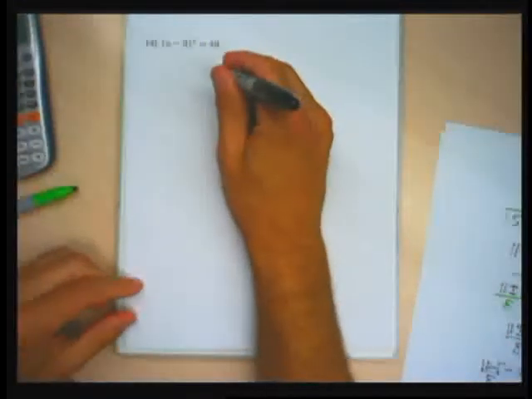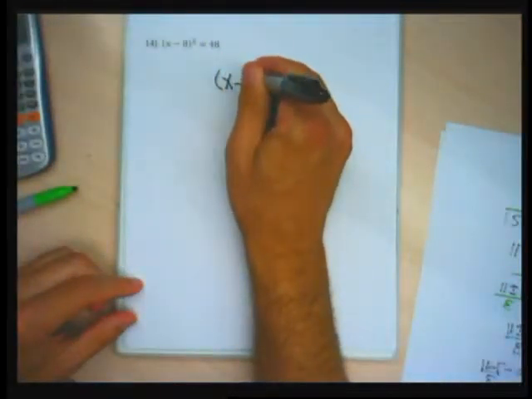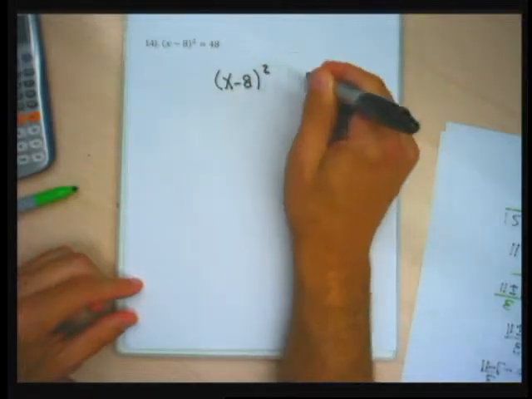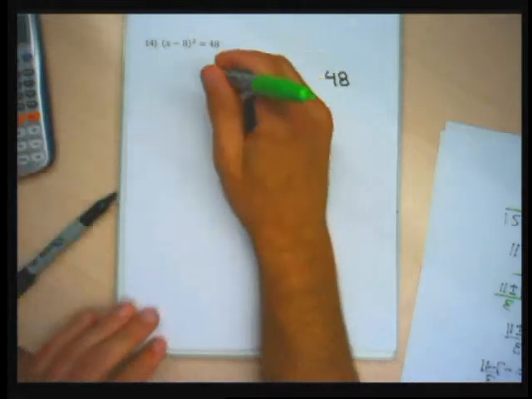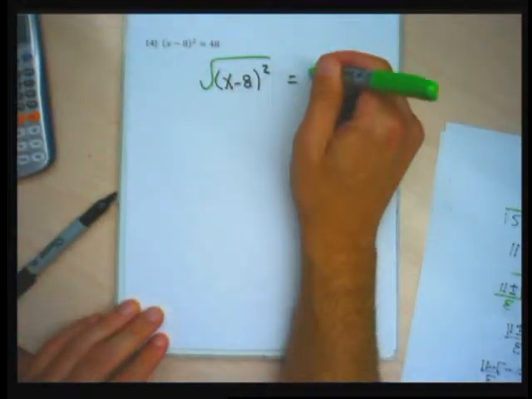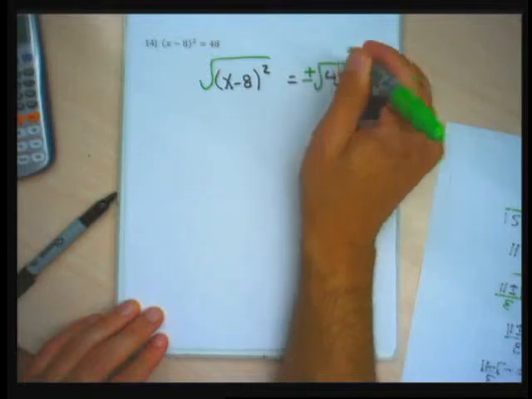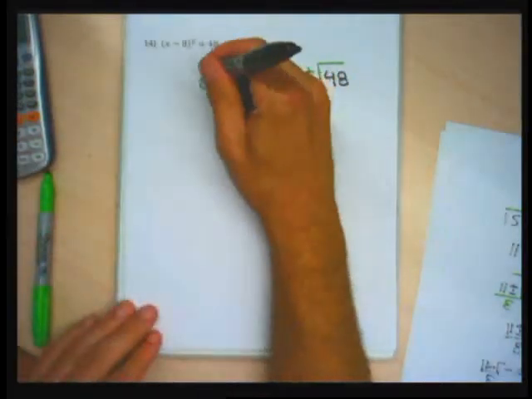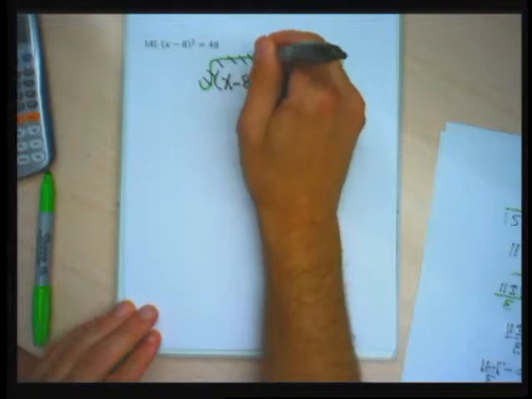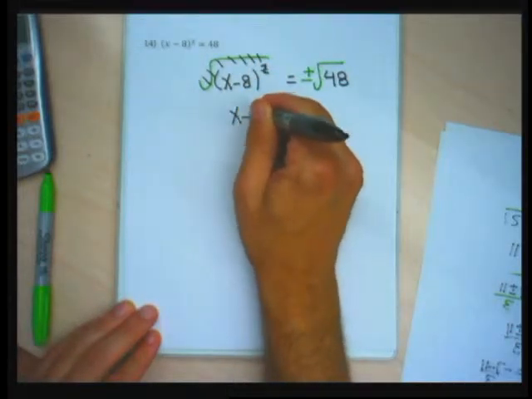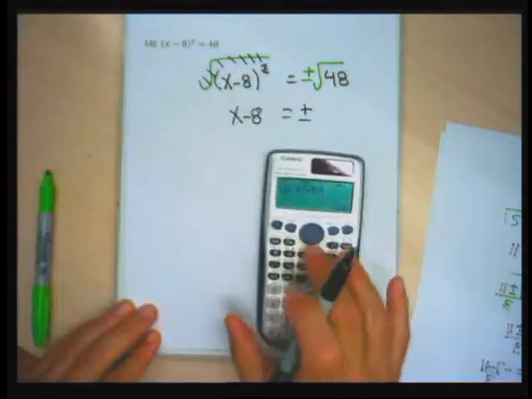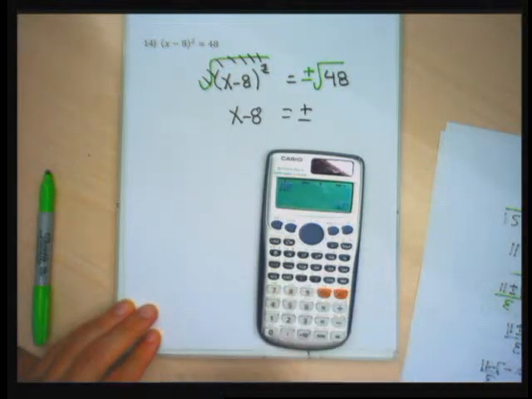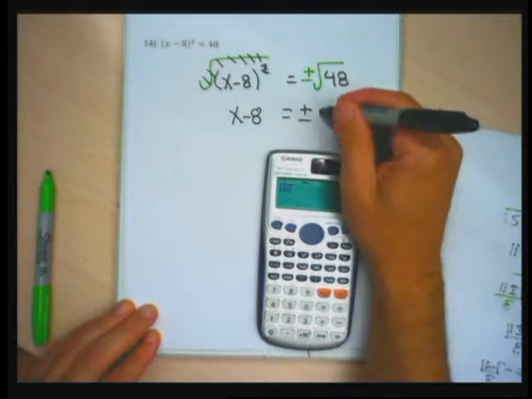So 14, structurally kind of the same way. It's actually a little bit harder, 14, because when you square root the 48, the square root symbol stays. So I'm going to go square root plus or minus square root. On the left side, square rooting cancels out a square, leaves me with the x minus 8. On the right side, the plus or minus symbol is going to stay, but the 48, when I square root it, is going to be 4 square root of 3.